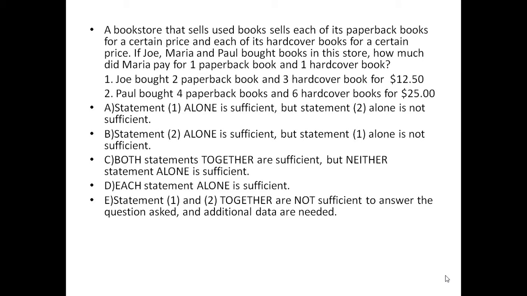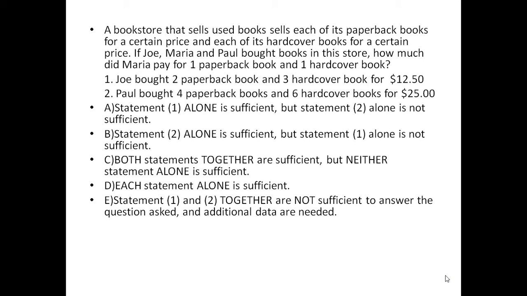Next problem we are going to discuss is this one. A bookstore that sells used books sells each of its paperback books for a certain price and each of its hardcover books for a certain price. So what is mentioned is that the paperback books and the hardcover books are sold at different prices, and each is a constant price. Now, if Joe, Maria and Paul bought books in this store, how much did Maria pay for one paperback book and one hardcover book?